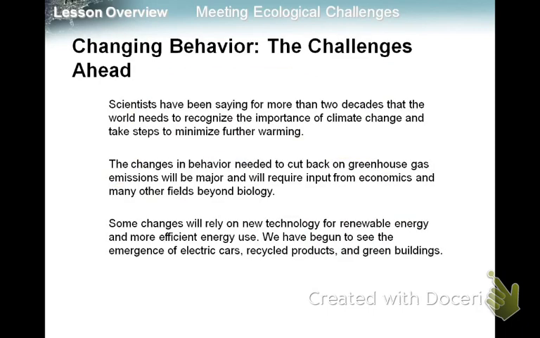Scientists have been saying for more than 2 decades that the world needs to recognize climate change and take steps. Some of the things that need to be considered: cutting back on greenhouse gas emissions, and that's going to require change, big change. Burning fossil fuels and things like that. Some changes will rely on new technology for renewable energy, more efficient energy use. Electric cars, recycled products, and green buildings are all initiatives to try and help.